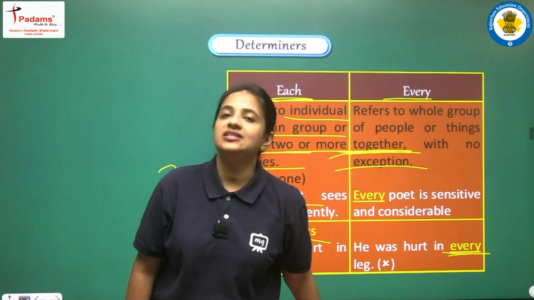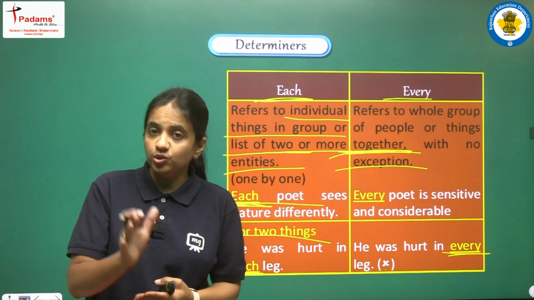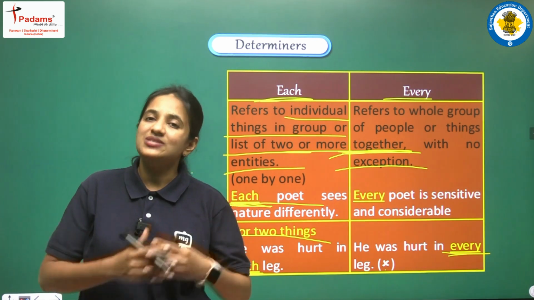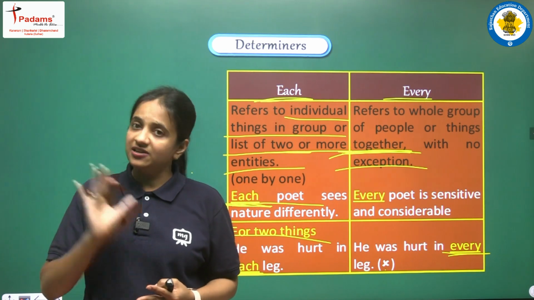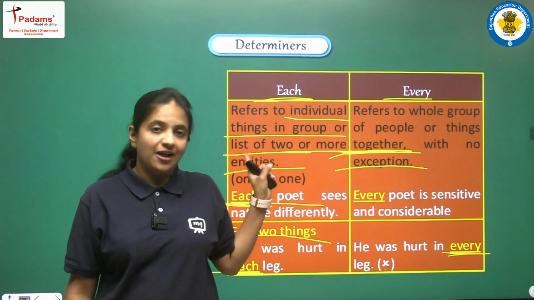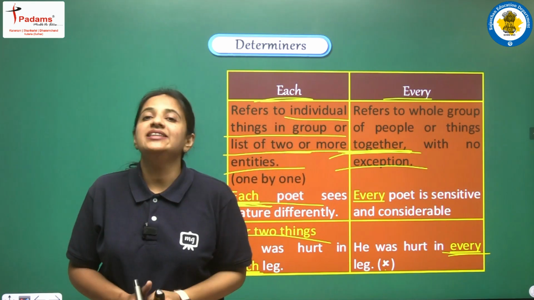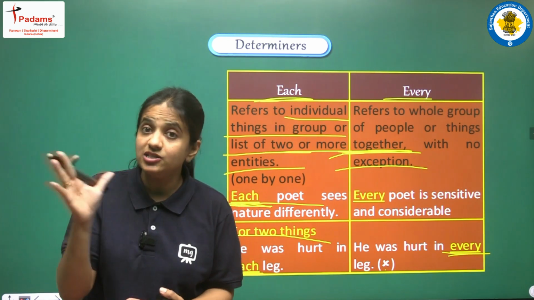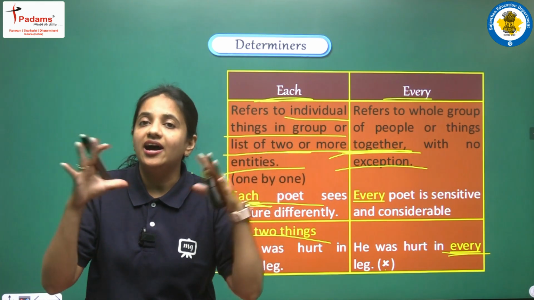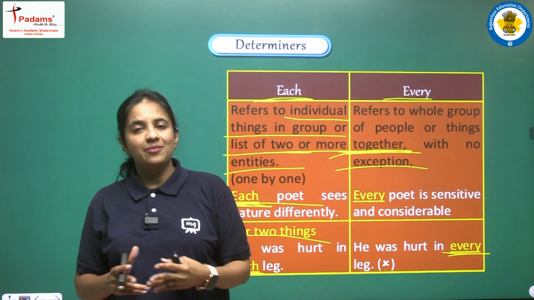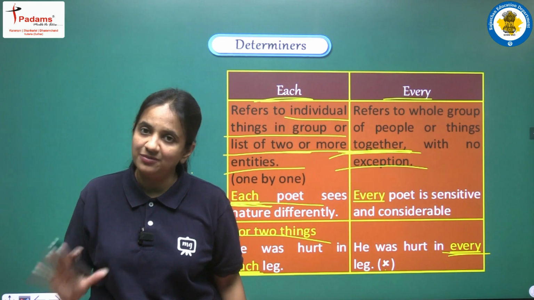So first of all, we have discussed already that with the help of each, we are trying to show 2 or more items, and if we are using every, it means we are trying to show minimum 3 or more items, right? Second thing, if we are using each, it means we are talking about a group and then we are showing all the members individually. But if we are using every, it means that we are taking the entire group as a whole. We are talking about the entire group together. Okay, I hope that much is clear.